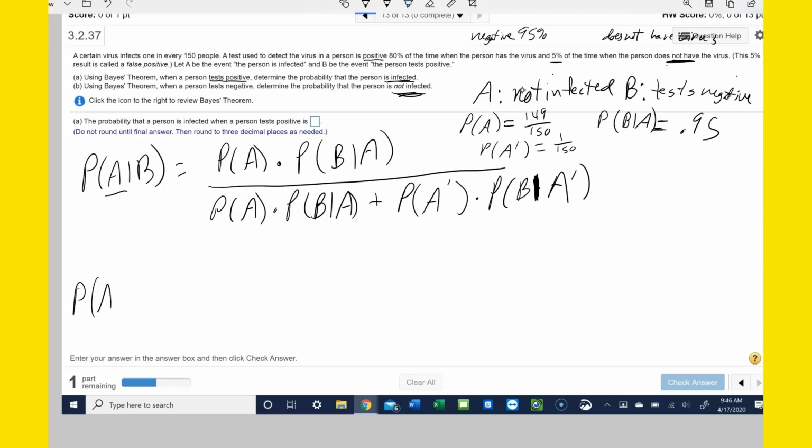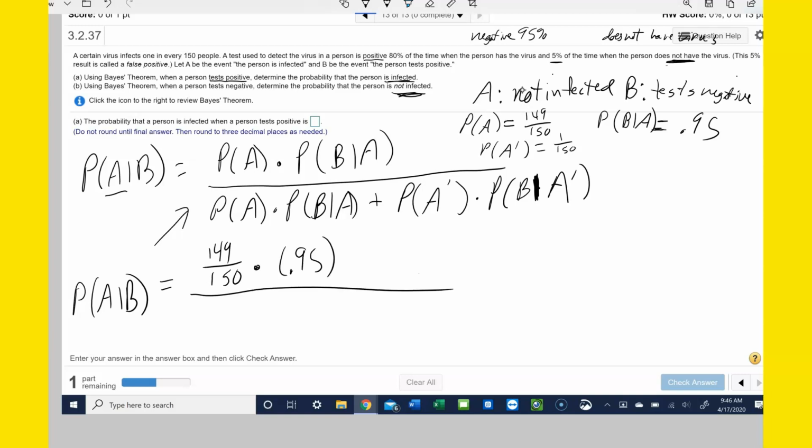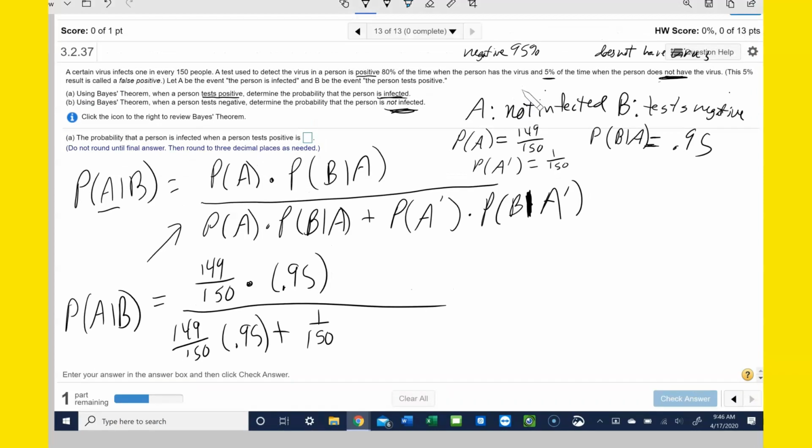So the probability of A given B is going to be, just following this formula up here, 149 out of 150 times 0.95 over 149 out of 150 times 0.95 plus probability A prime here is 1 out of 150 and probability B given A prime. Okay, I haven't done that one yet. Let me come up here and try to do it.